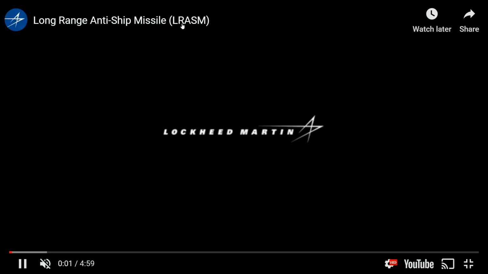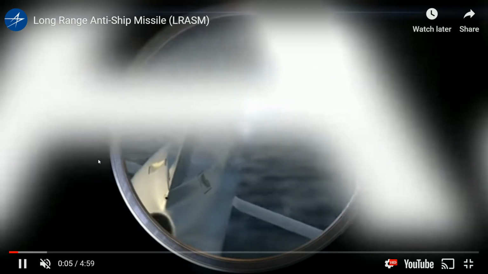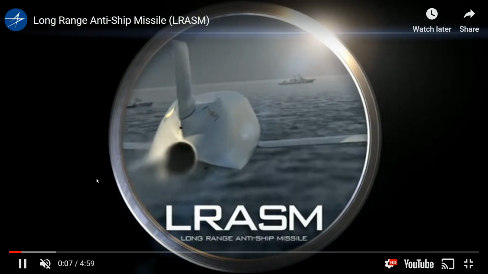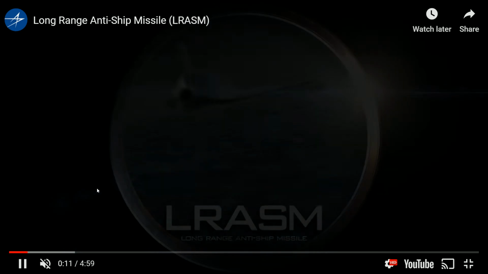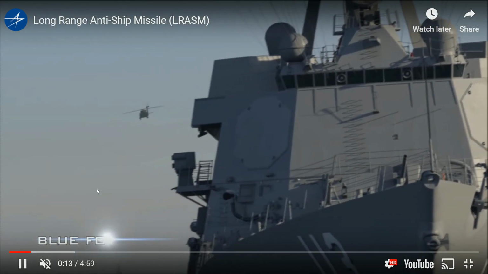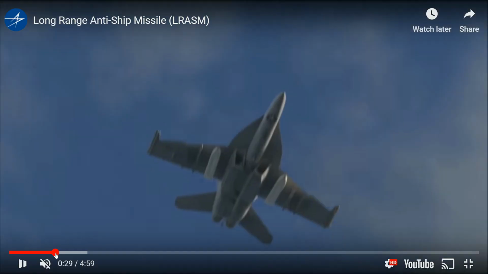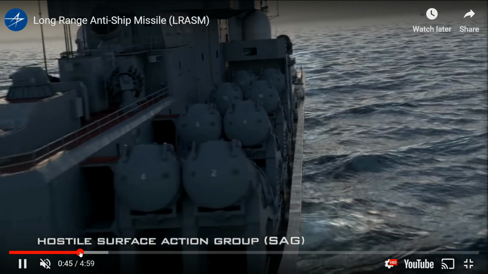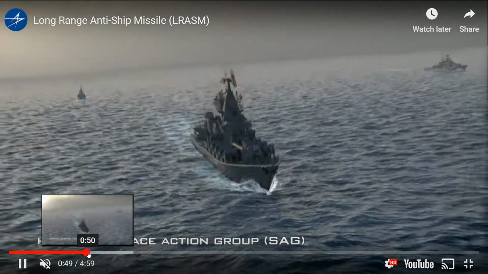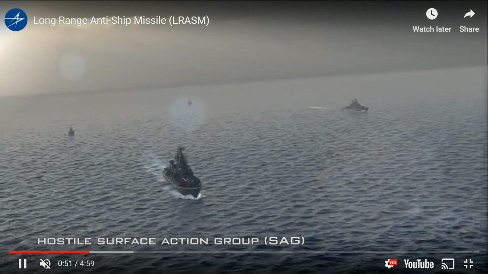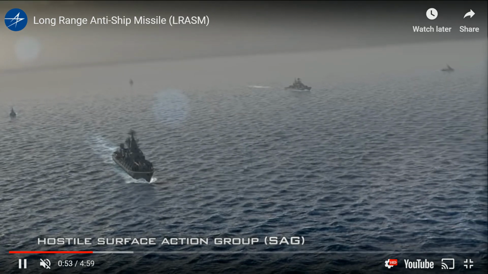Maybe a more advanced version of this is the LRASM, the Long Range Anti-Ship Missile. This is a fully autonomous, anti-ship missile. It's essentially a bomb, but it's a bomb that can control itself, sort of like a long-range Tomahawk missile that can do active guidance and steering. And again, these things have also been around for a while.